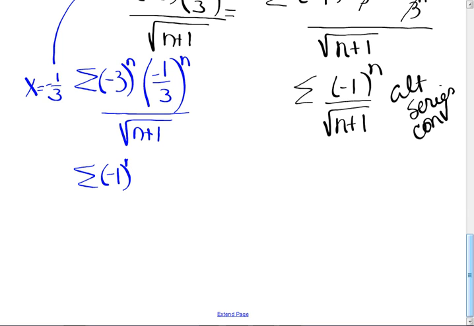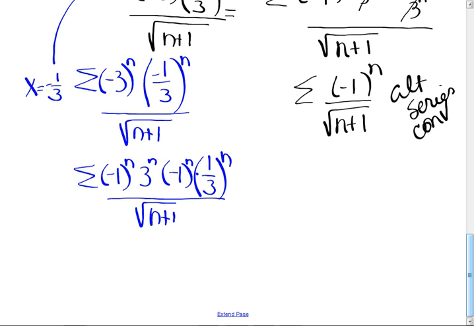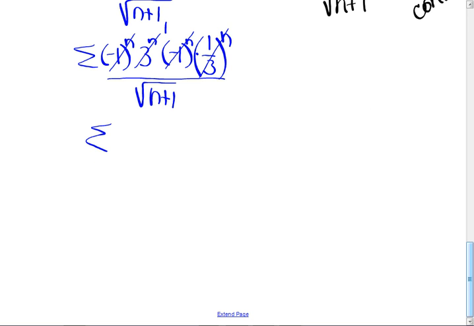Now, you don't have to write this step. This is really a negative 1 to the n times 1/3 to the n, all over the square root of n plus 1. So the 3 to the n's go, and a negative 1 to the n times negative 1 to the n will end up being a positive 1 always. So it's this summation. These take a lot of space.